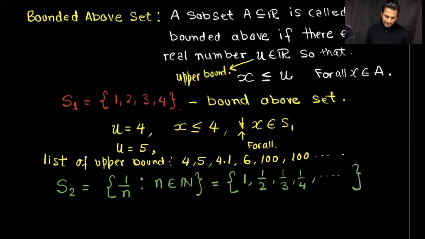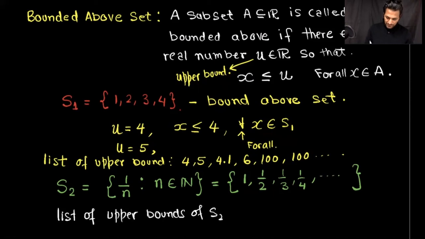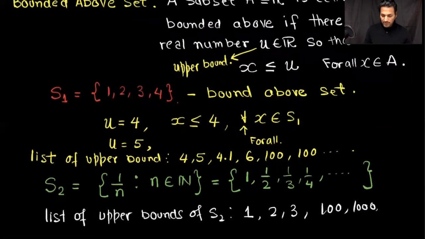And also I can list all the upper bounds. So this is the list of upper bounds of S2. As you can see, 1 is an upper bound because every element of the set is less than or equal to 1. Similarly, 2 is an upper bound, 3 is an upper bound, 100 is an upper bound, 1000 is an upper bound, and so on. So there are infinitely many upper bounds of this set as well.